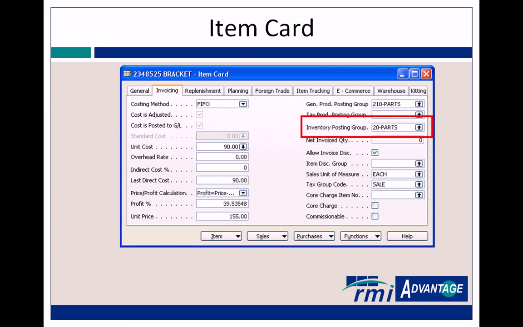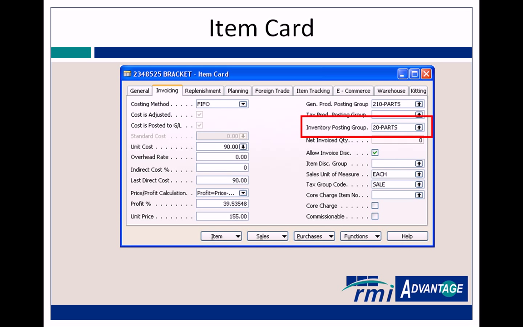We'll get started today by taking a look at our item card. On our invoicing tab, we have two fields, the general product posting group and the inventory posting group, which we have highlighted here. I do want to mention that the codes in these fields are codes that we have set up internally. They're specific to our business, and the number in front of both of the codes is how we classify our different types of items.